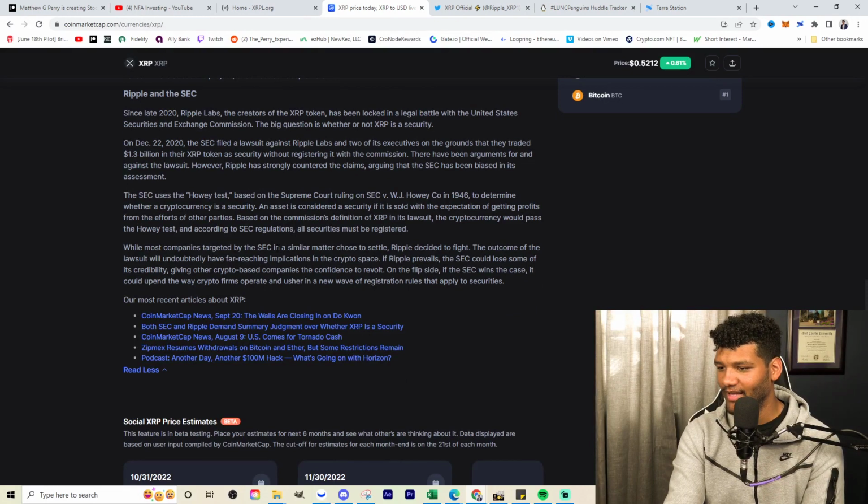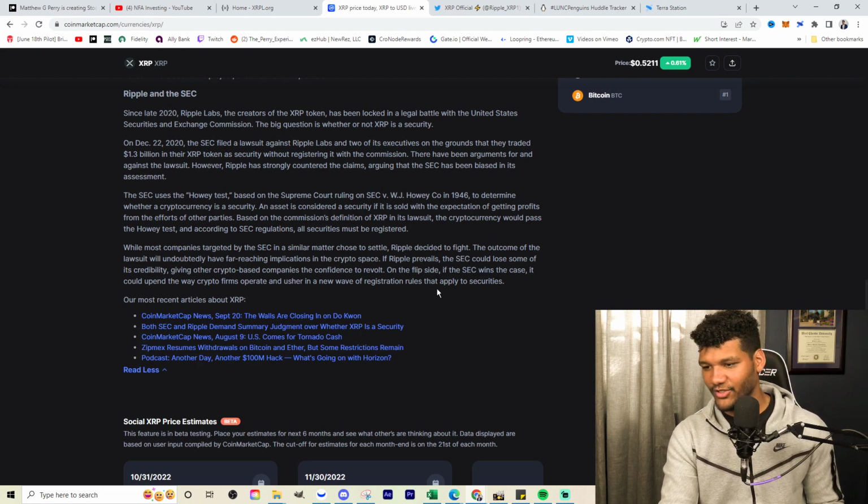While most companies targeted by the SEC in similar matters chose to settle, Ripple decided to fight. The outcome of the lawsuit will undoubtedly have far-reaching implications in the crypto space. If Ripple prevails, the SEC would lose some of its credibility, giving other crypto-based companies the confidence to revolt. On the flip side, if the SEC wins the case, it could upend the way crypto firms operate and usher in a new wave of registration rules that apply to securities.